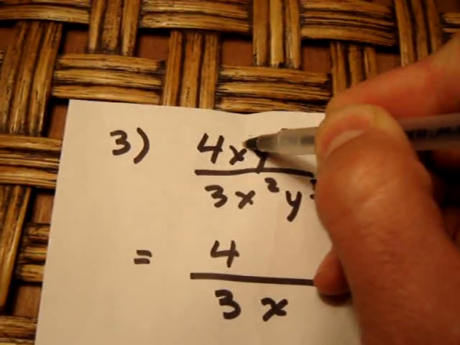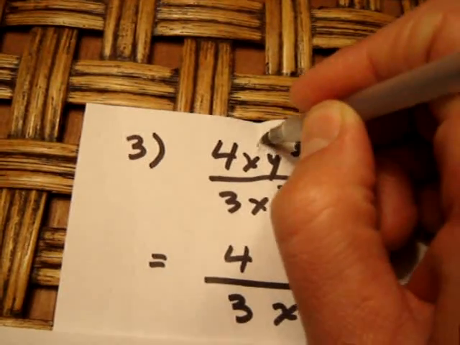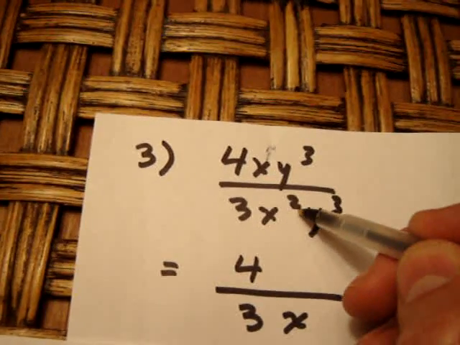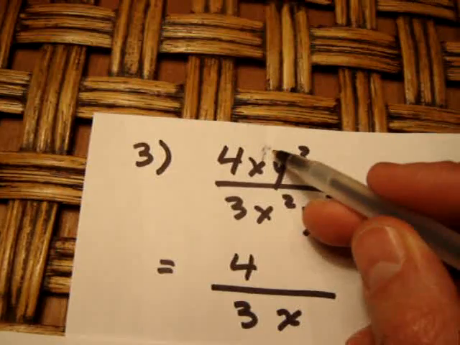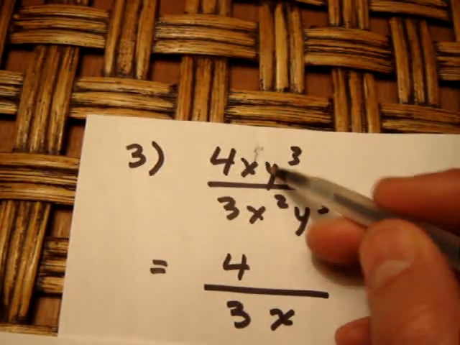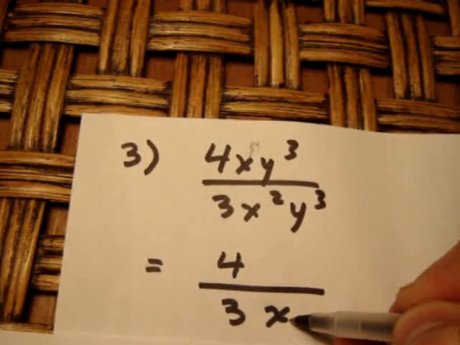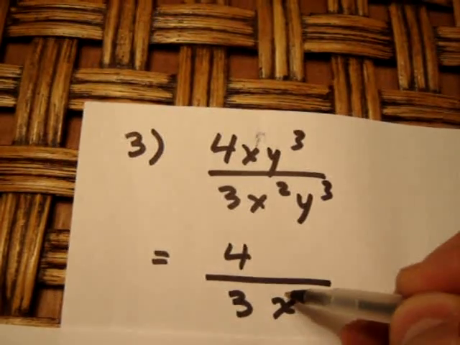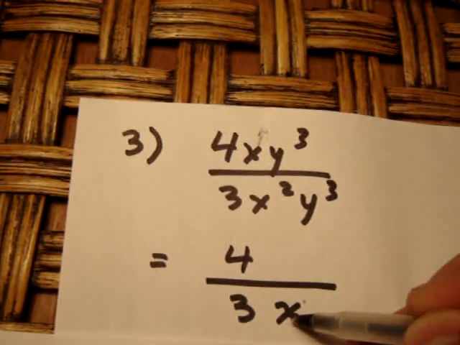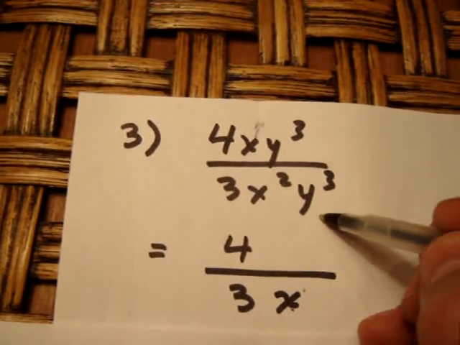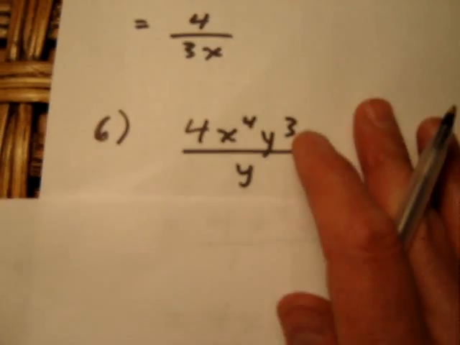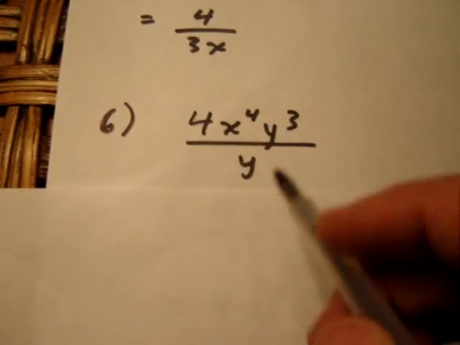Now we have x to the 1 in the numerator and x squared in the denominator. Well, we have more factors of x in the denominator, 2, than we do in the numerator, 1. So we subtract the exponents, but we leave the factors in the denominator. So 2 minus 1 is 1, and since there are more in the denominator, x to the 1 remains in the denominator. Our y cubed and our y cubed here cross out, and we're left with a final answer of 4 over 3x.